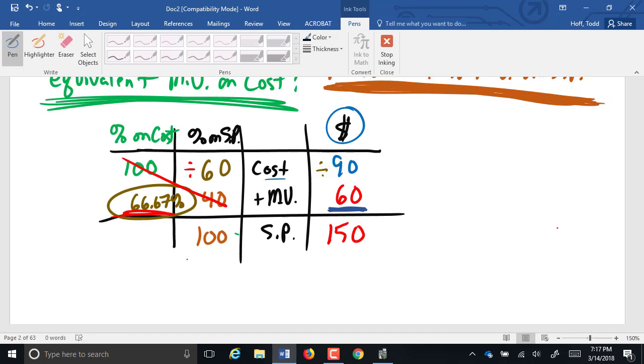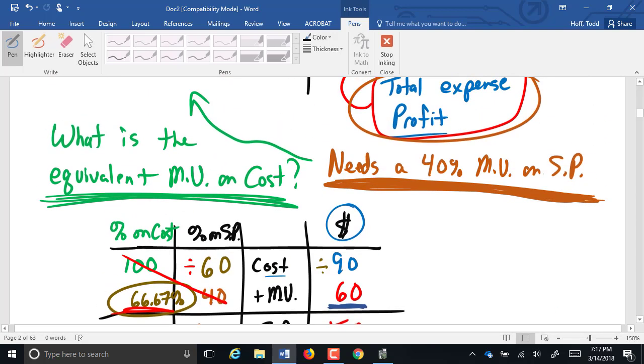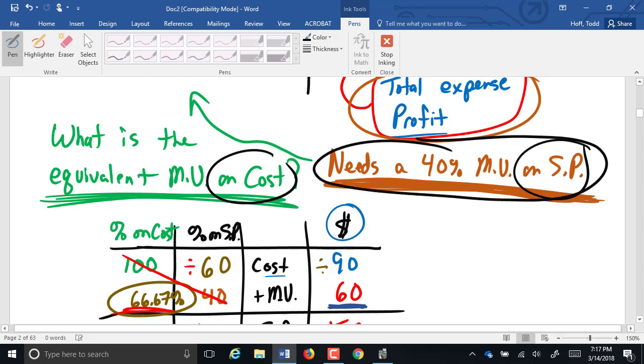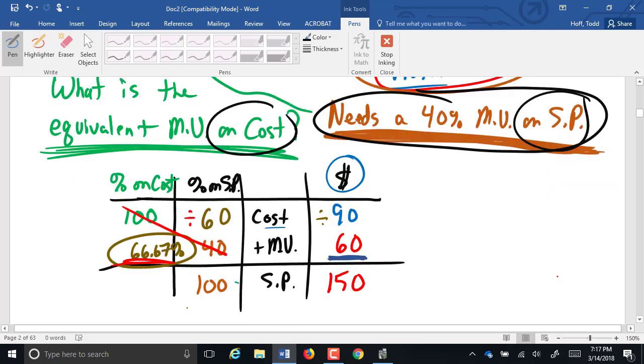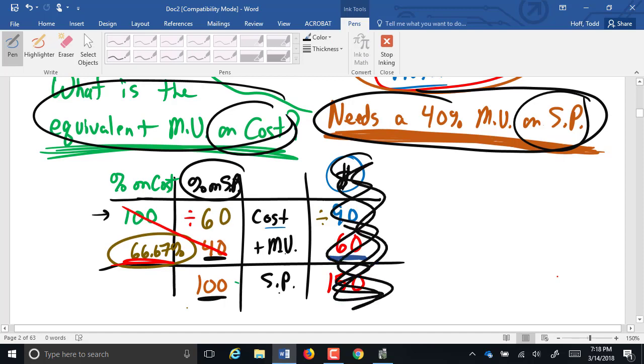Okay, it's the same chart. The keyword is still on cost or on selling price. This one, we're given a 40% on selling price, right? So that means where we put that one in, the 40 goes on the markup and the 100 goes on the selling price. Yes. Now, in fact, we don't even have to do this dollar column over here if we don't want to. Let me show you.